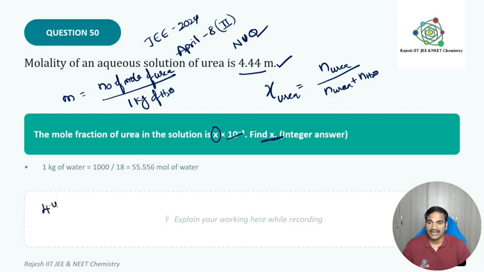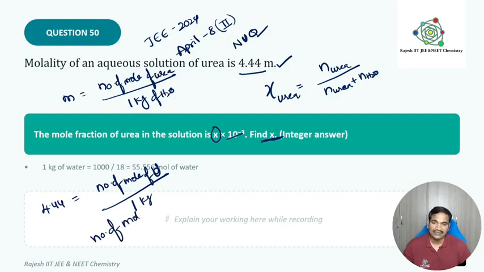4.44 is equal to number of moles of urea divided by 1 kg of solvent. So here see, number of moles of urea is equal to 4.44, we got, according to the given data.